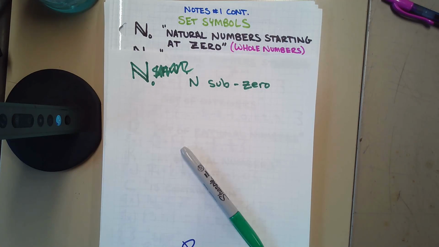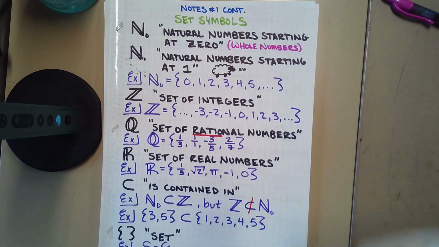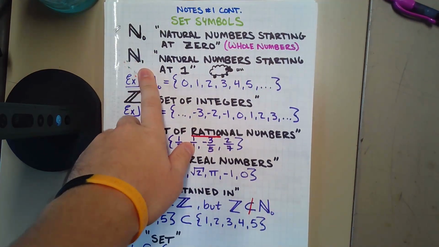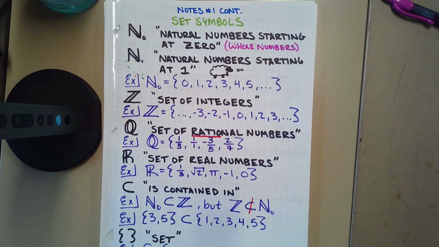We also call these the whole numbers, because somebody thought we needed a whole different name for a set of numbers that just adds on 0. Because the natural numbers, N sub 1, starting at 1, are the regular natural numbers. So starting at 0, we add on one more number, and it becomes the whole numbers. Oftentimes we'll say whole numbers. It just means all the natural numbers plus 0.